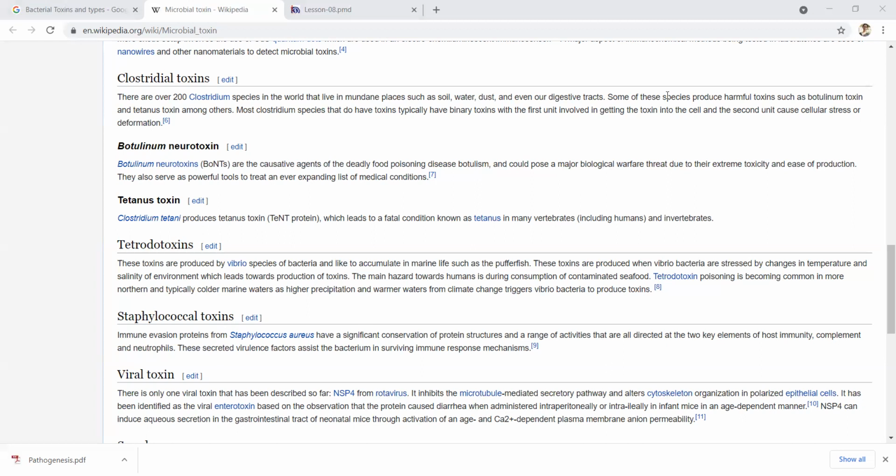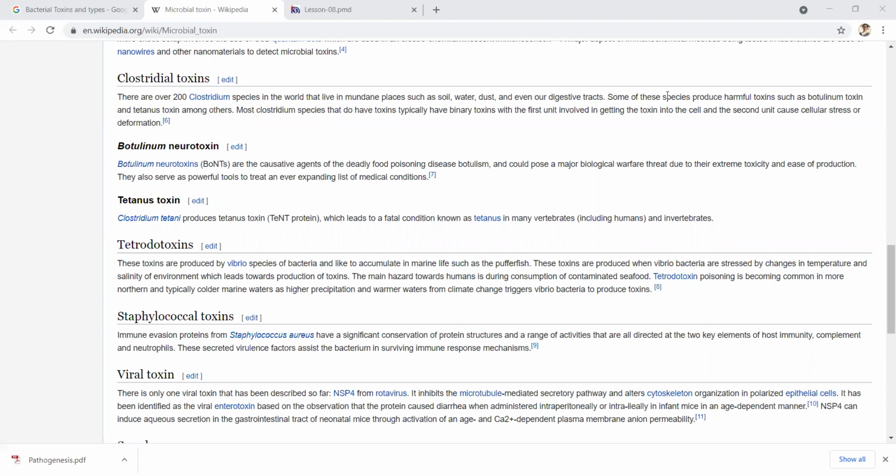Similarly, another bacteria is known as botulinum. This is also a neurotoxin. Botulinum is the causative agent of the deadly food poisoning disease called botulism, and it could pose a major biological warfare threat due to its extreme toxicity and ease of production. So botulinum neurotoxin can be easily produced in a laboratory, or in any highly equipped scientific laboratory. They can be easily produced, and they are extremely toxic.